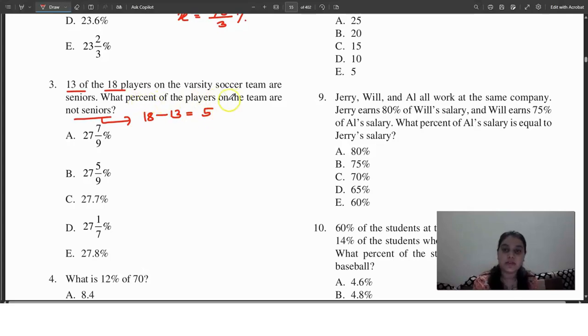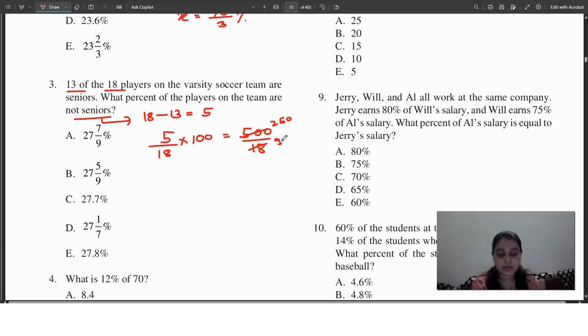What percent of players on the team are not seniors? So, 5 players upon total players, that is 18, multiplied by 100. So, this would be 500 divided by 18. We can break it off with 2. So 500 will be divided by 2. We'll get 250 upon 9.